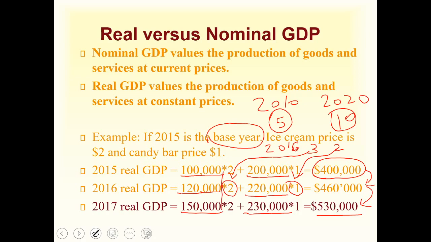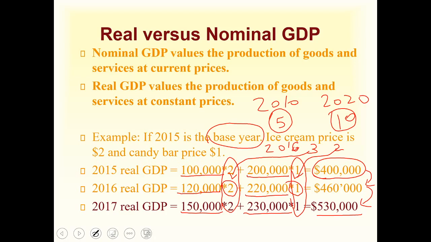See here, we have taken the same price level for both ice creams and candy bars. We have not changed the price levels. We have just multiplied the increase in production with the same price level that was in the previous year. We do not change the price level to find the real GDP. So that is real GDP, and that is more relevant, and that is very important.